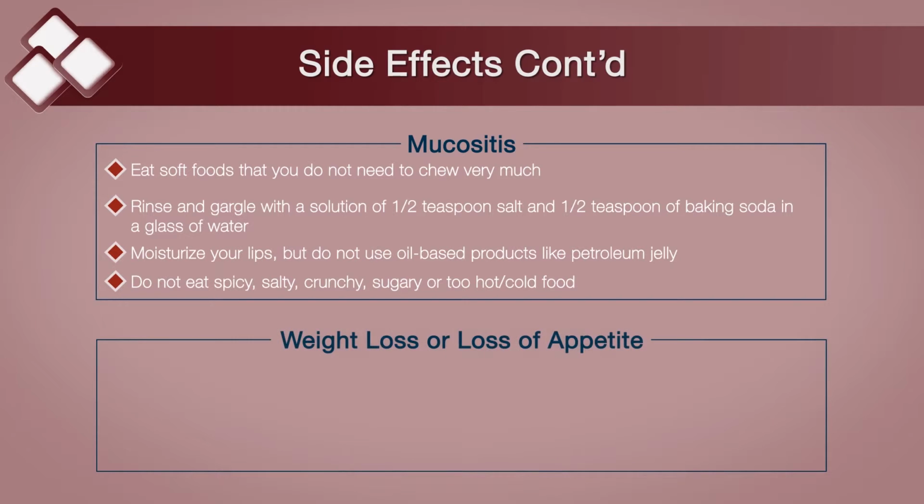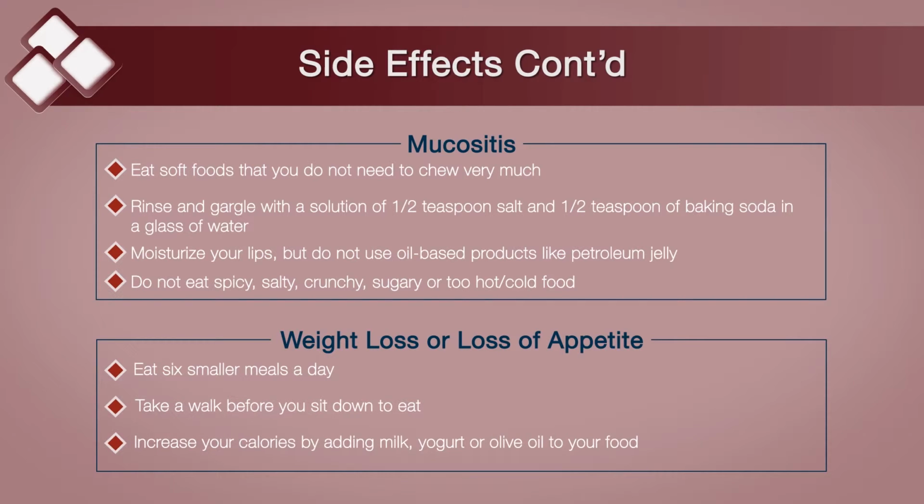If you have a loss of appetite or weight loss, you should eat 6 smaller meals a day instead of 3 larger ones if you are not very hungry. Try to take a walk before you sit down to eat. You should increase your calories by adding milk, yogurt, or olive oil to your food. Make sure to get your calories however you can. Unless you have a health issue, eat whatever sounds good.